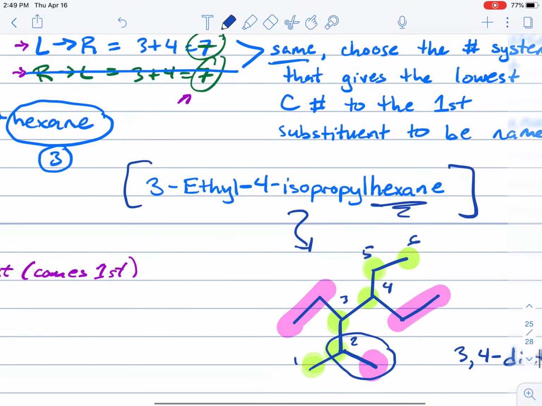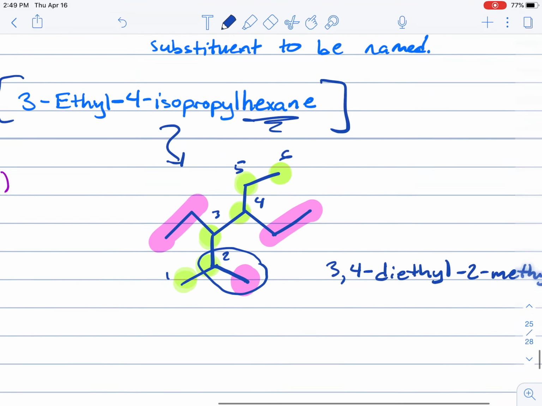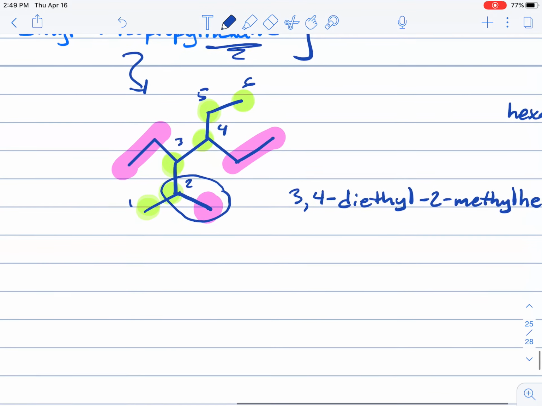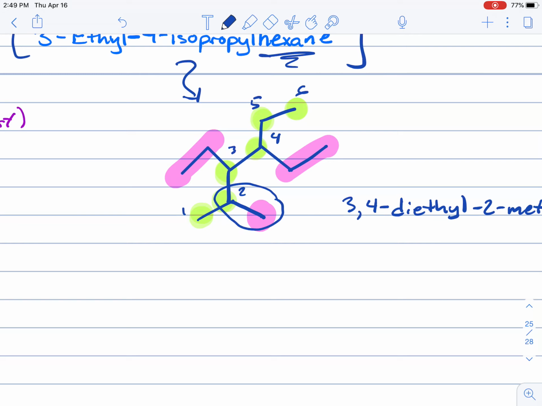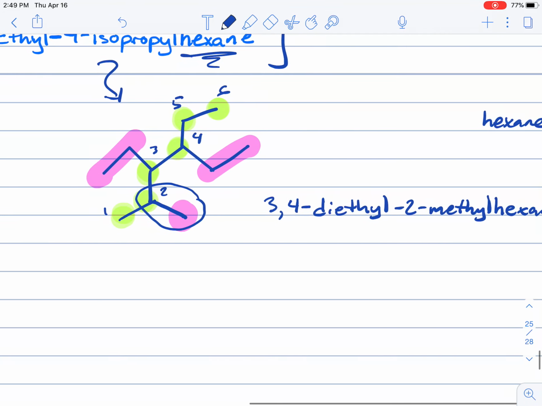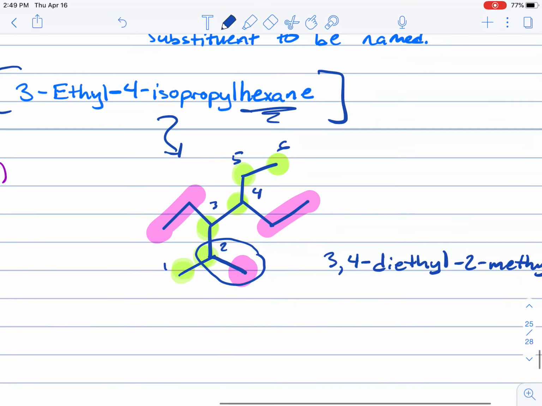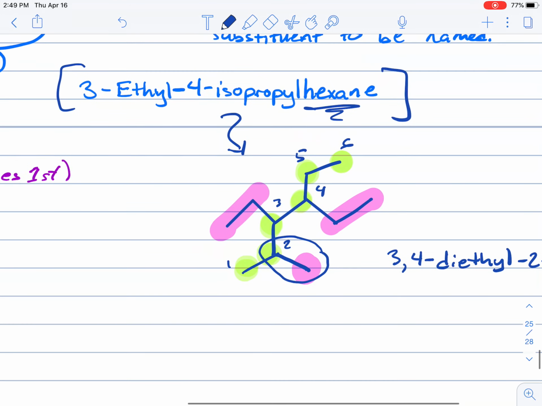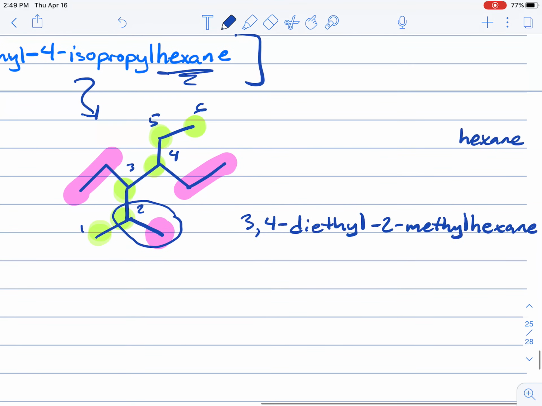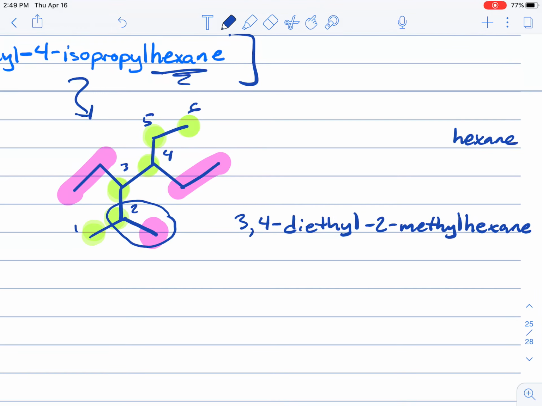And if you named it as 3-ethyl-4-isopropylhexane, that's still giving me the same compound. And that's basically what happens when you have branch substituents. There could be more than one answer. But sometimes for organic compounds, there could only be one way of naming. Okay, so I just want to shed some light on that, just in case you thought in the video, oh, maybe if I number it this way, what would the answer be?